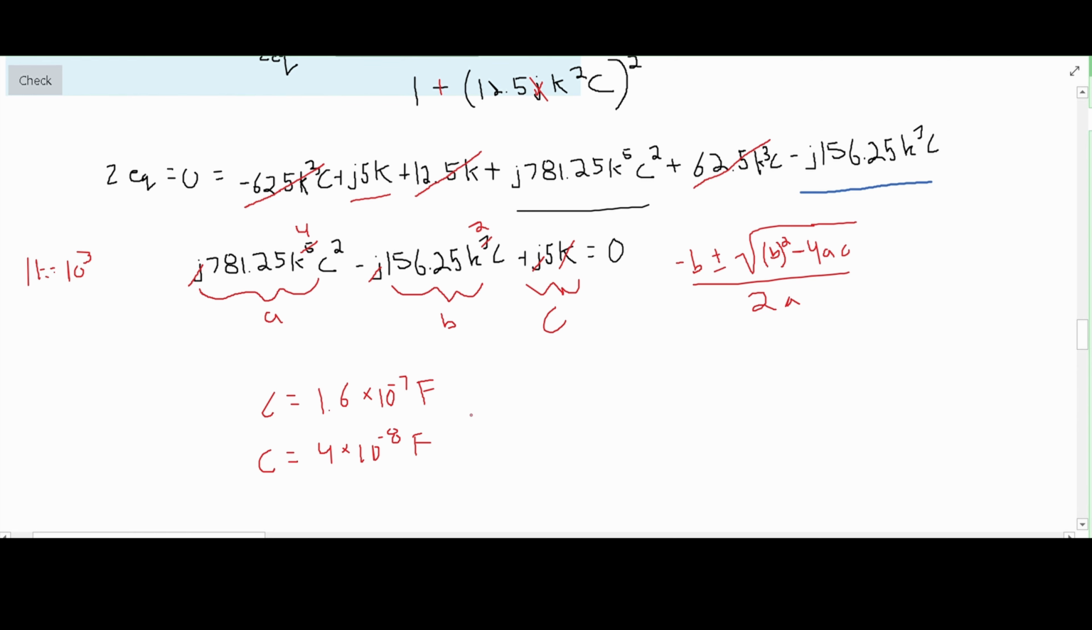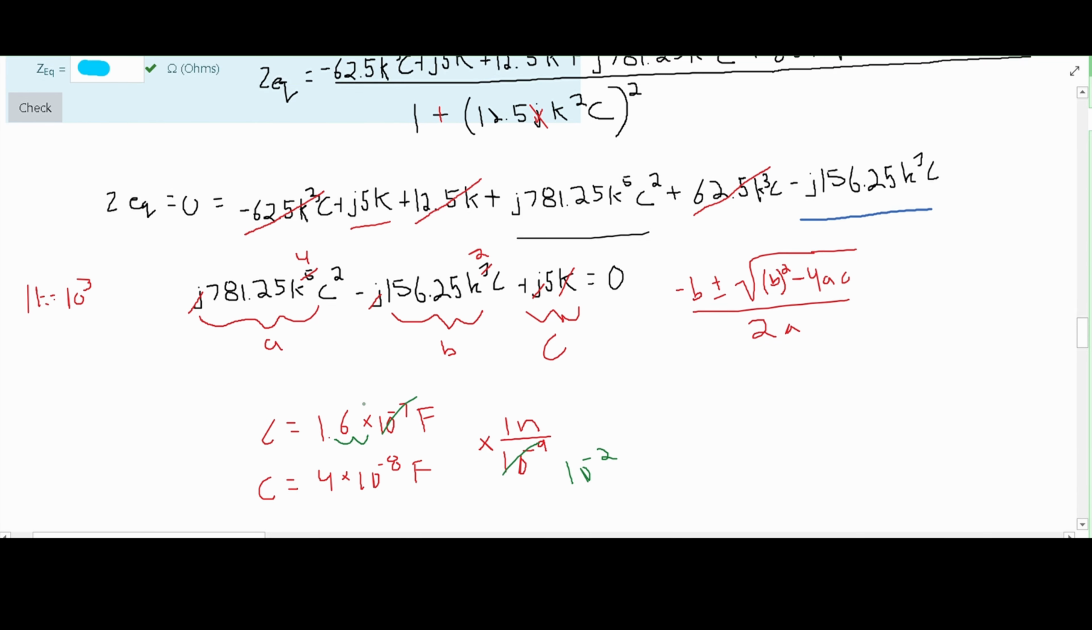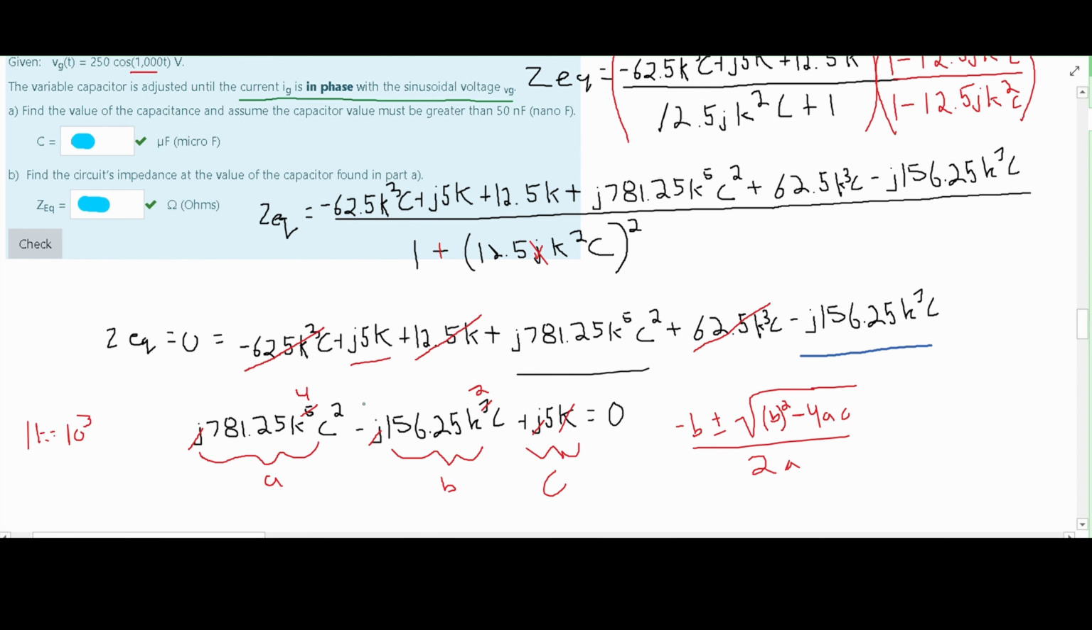To convert it to a nanofarad, we're going to multiply this by 1 nano over 10 to the negative 9. When we look at this first capacitor value, if we cancel out this 10 to the negative 7 and divide it by this, we're going to get 10 to the negative 2nd on the bottom. And this is basically going to be 10 squared if we flip it to the top. So if we move this over, we can see that we're going to get basically 160. And this is greater than the 50 nanofarads.